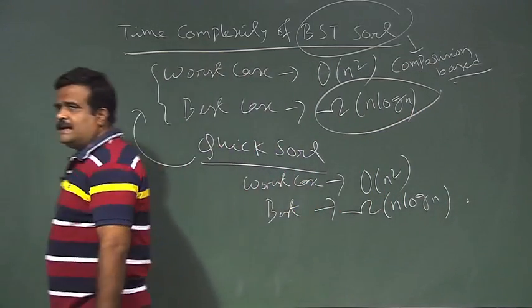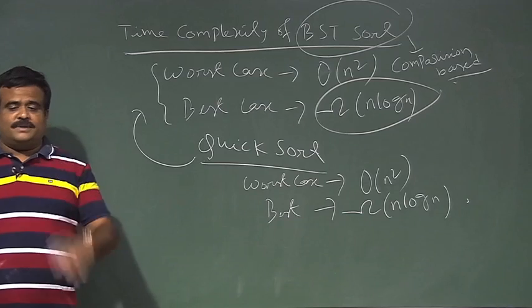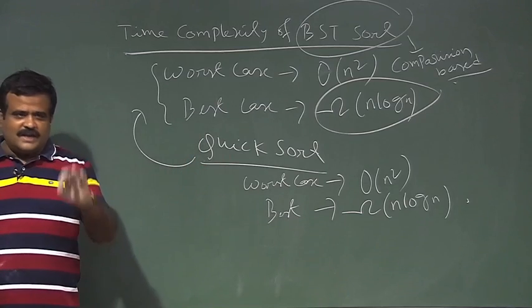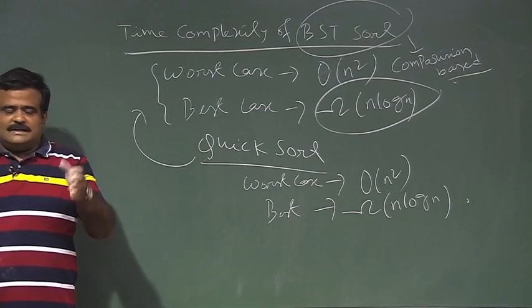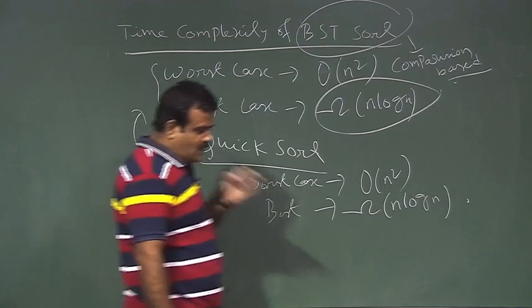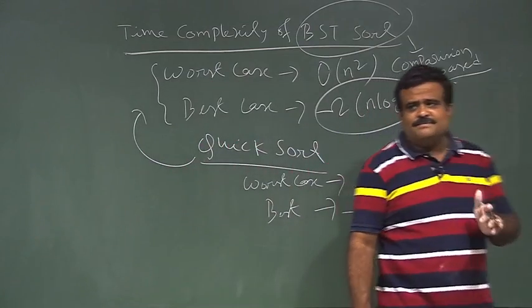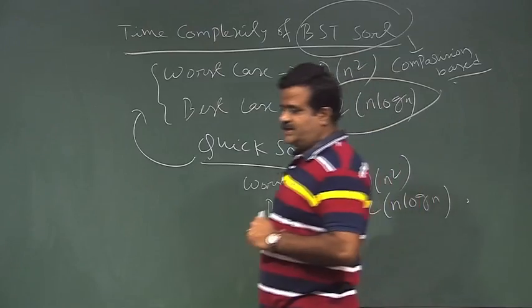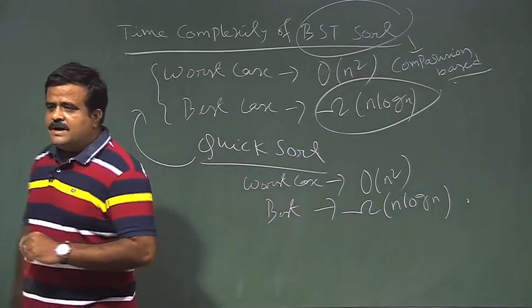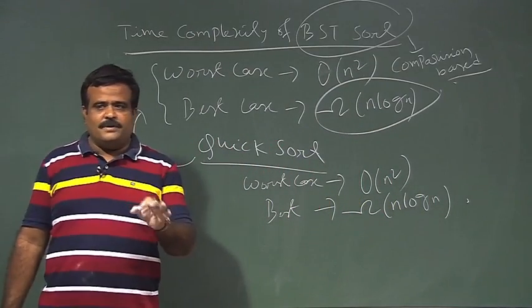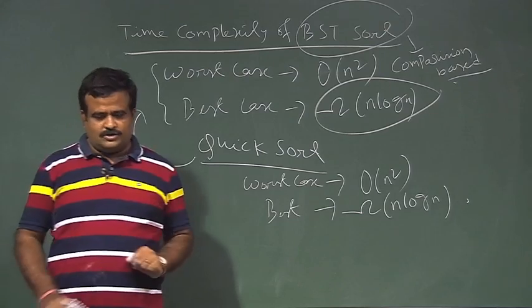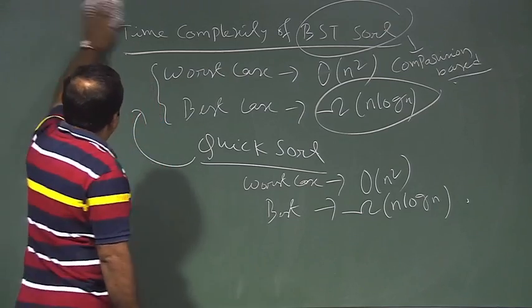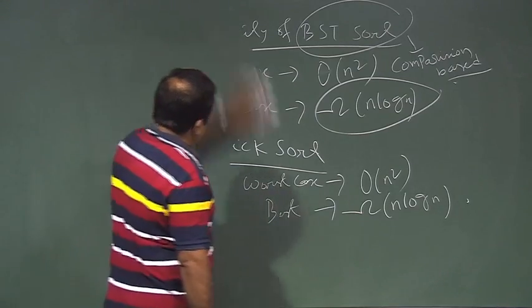So, quicksort has the same time complexity as BST sort. That is our next point: to see whether there is any relationship between quicksort and BST sort, and why they give us the same time complexity. We want to see what the relationship between BST sort and quicksort is. To see that, let us take the example again.